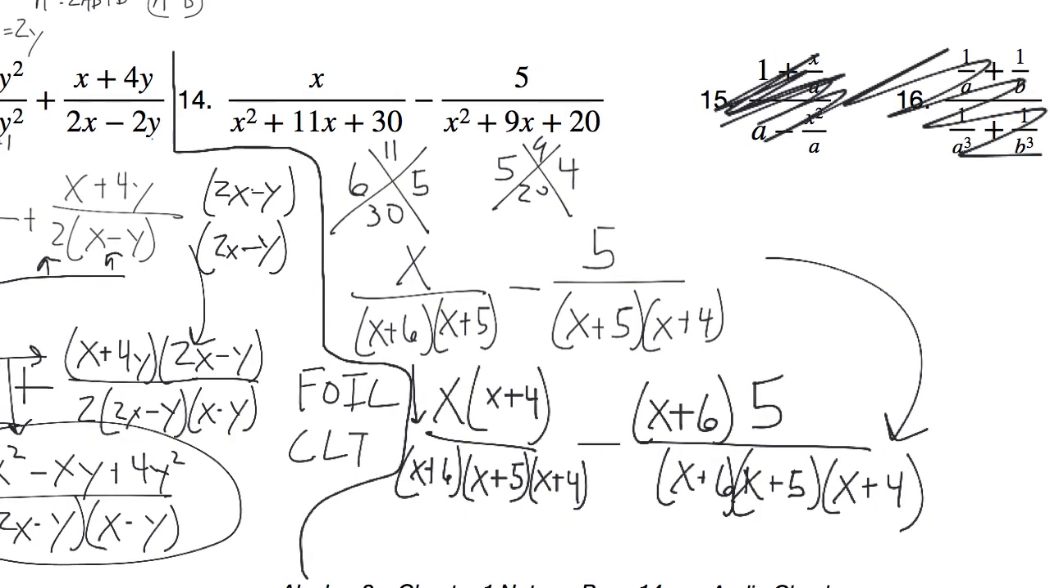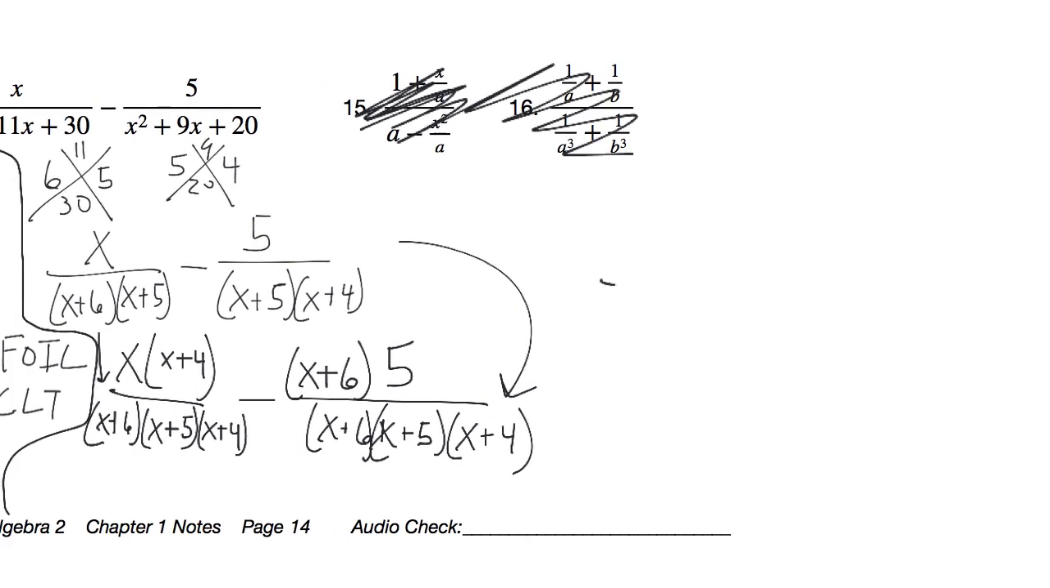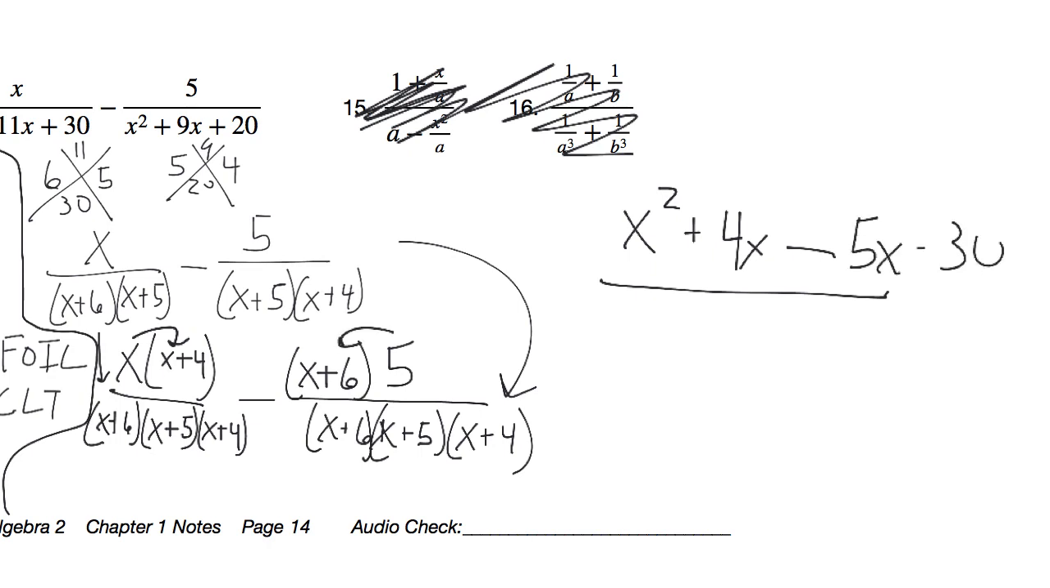Combining both fractions together, we get x squared plus 4x, that's distributing, minus, distributing here, we get 5x minus 5x and minus 30. And in the bottom, we've got x plus 6, x plus 5, x plus 4.